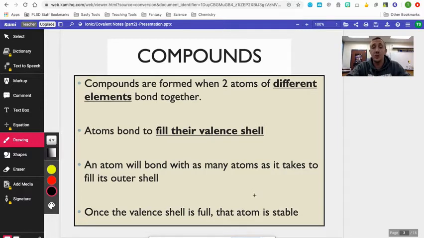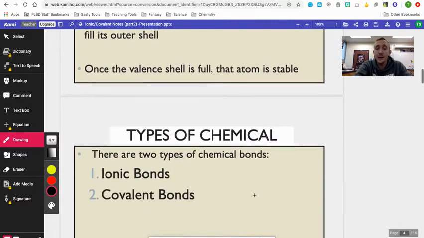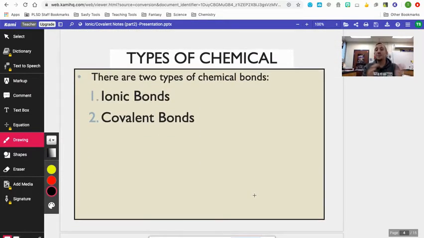Atoms will bond to fill their valence shells. An atom will bond with as many atoms as it takes to fill that outer shell. This is all a little bit of a review. We talked about the two types of bonding. We talked about ionic bonding, and today we're going to be hitting on covalent bonding.